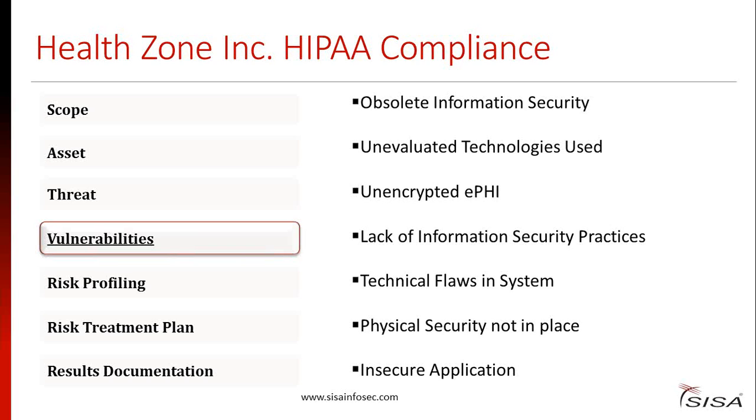Then the next step is risk profiling. We have to cover the risk profiling. Now we have the value of asset, threat, and vulnerability. Here we have listed down the assets, threats, and vulnerabilities related to Health Zone Inc. Asset valuation can be done on the confidentiality, integrity, and availability value. So if you know that this particular asset is there, you can assign a value based on the confidentiality, integrity, and availability value of that particular asset.